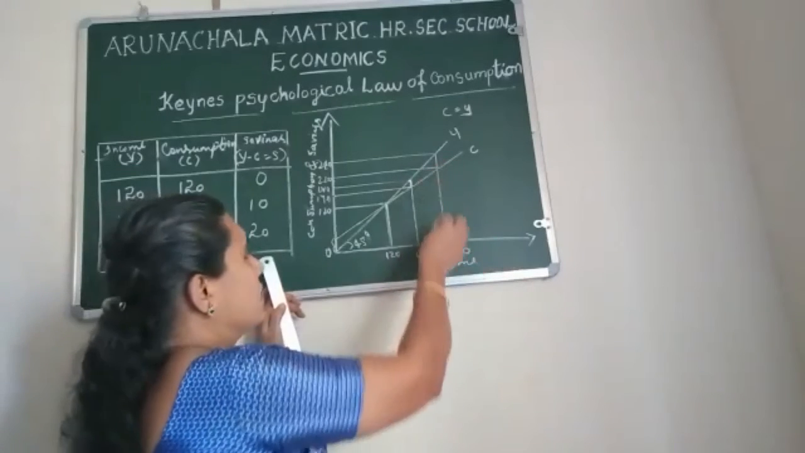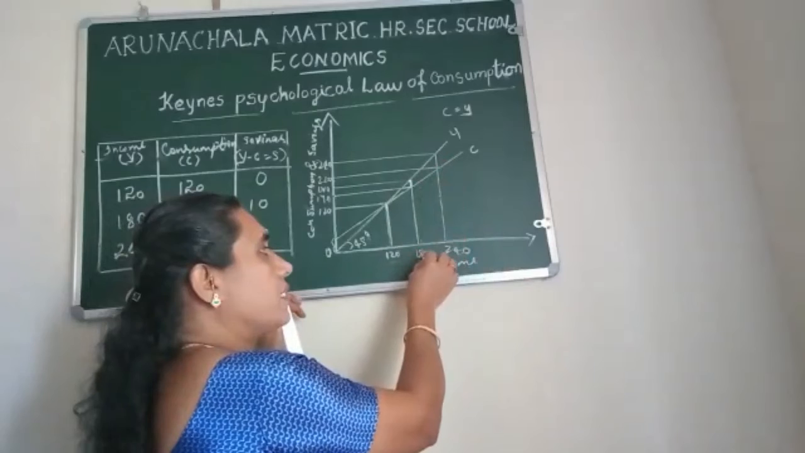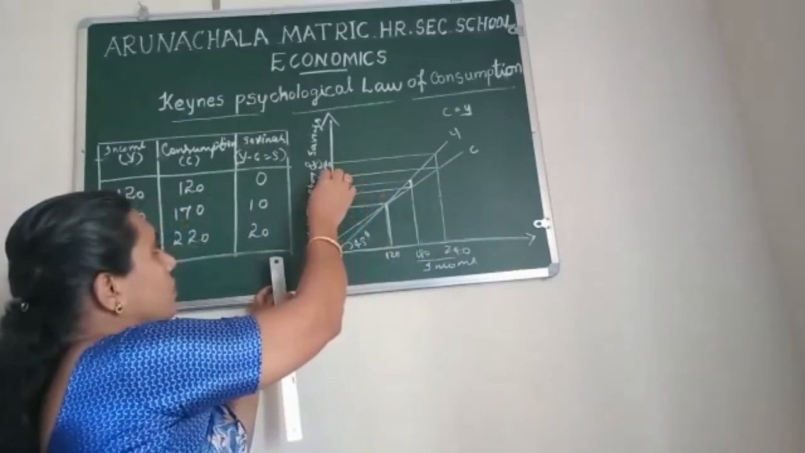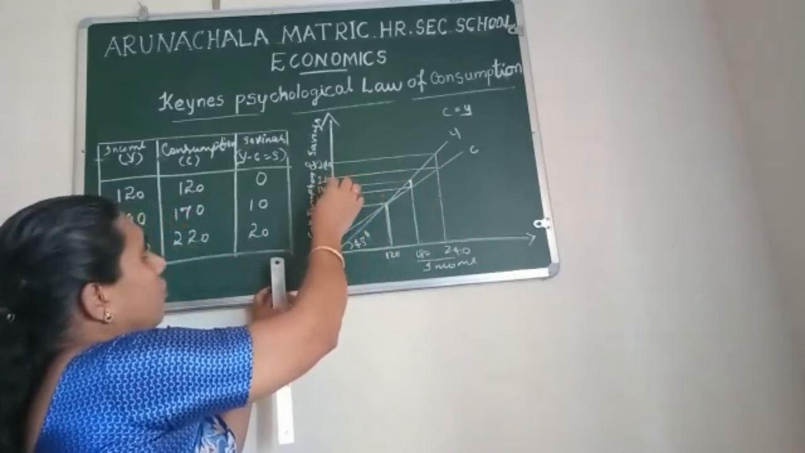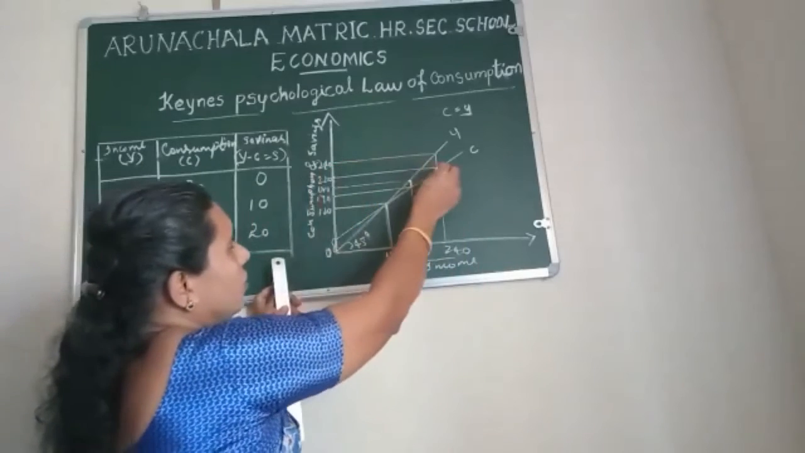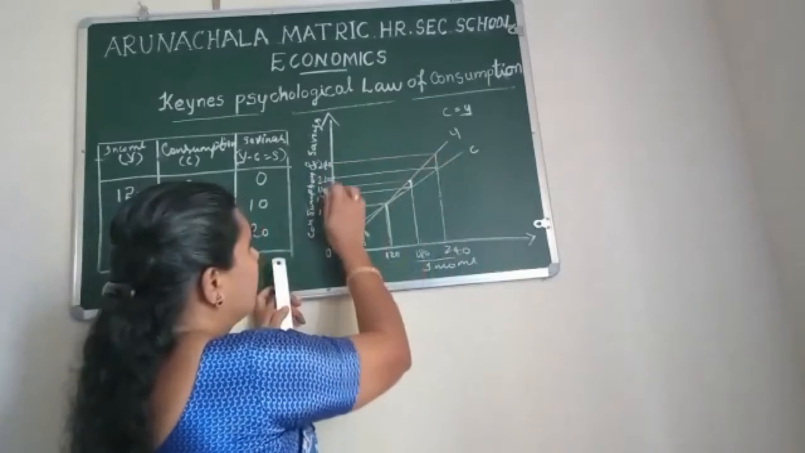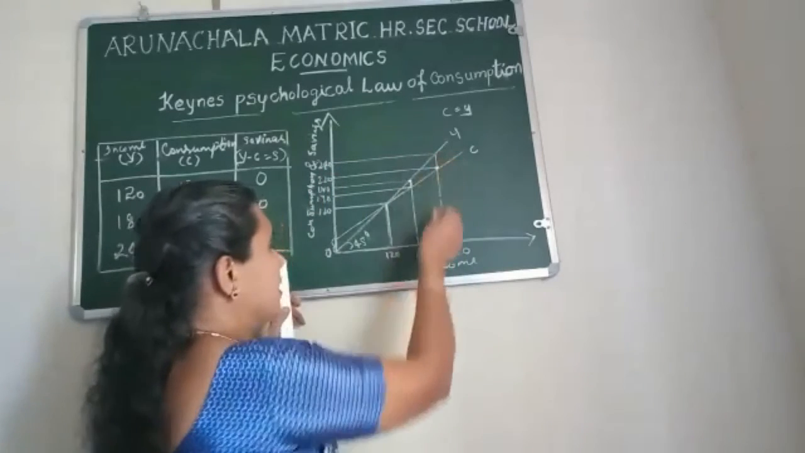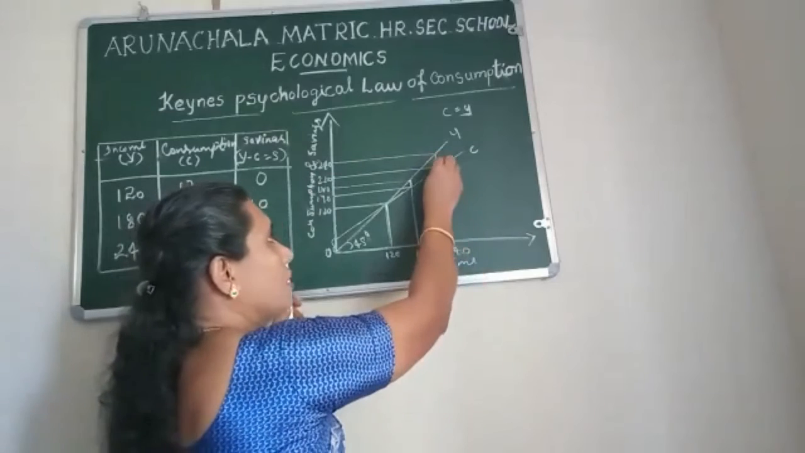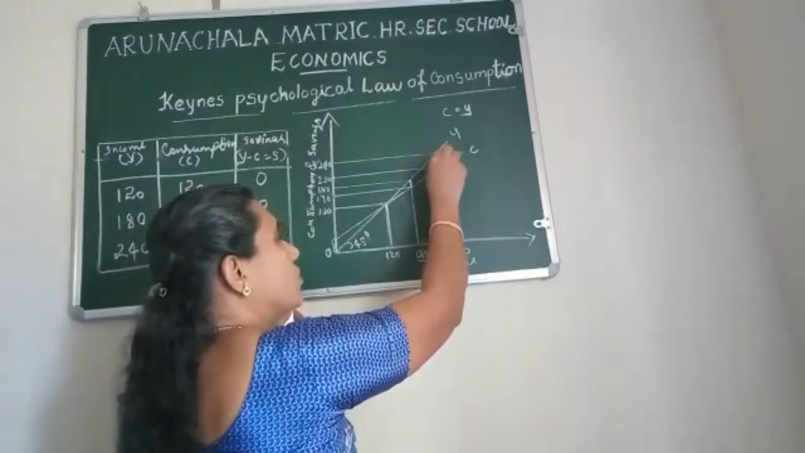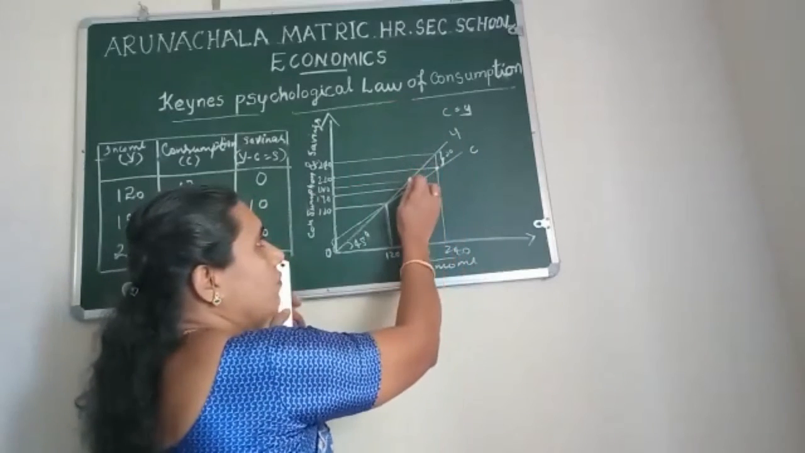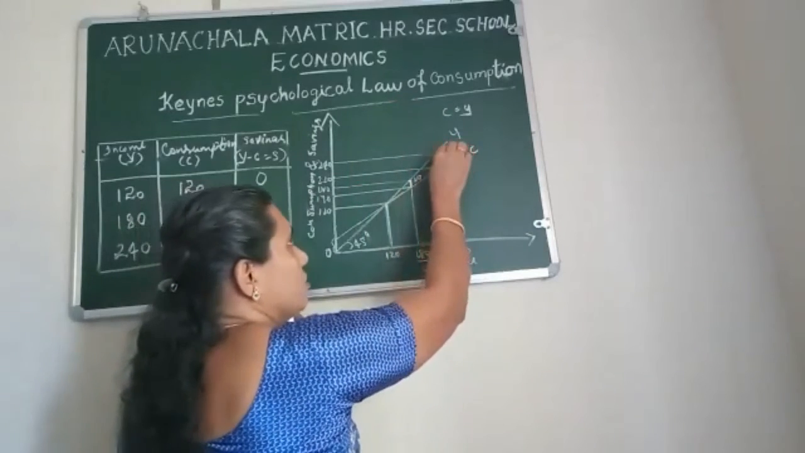So you see here, the income is increasing from 180 to 240 and the consumption is also increasing from 170 to 220. So how much is the saving amount? 20 is the saving. You see, first it was 10, and from 10 the savings become 20.